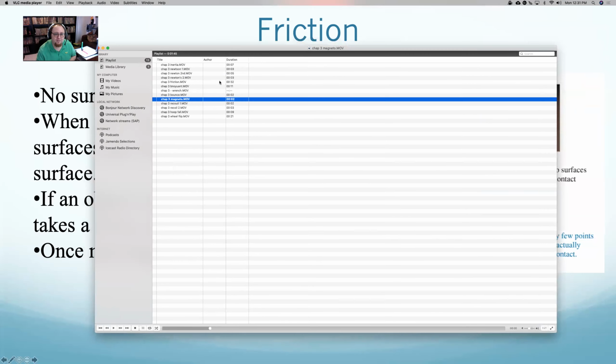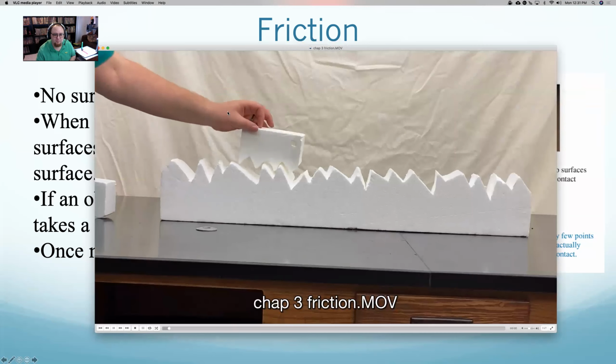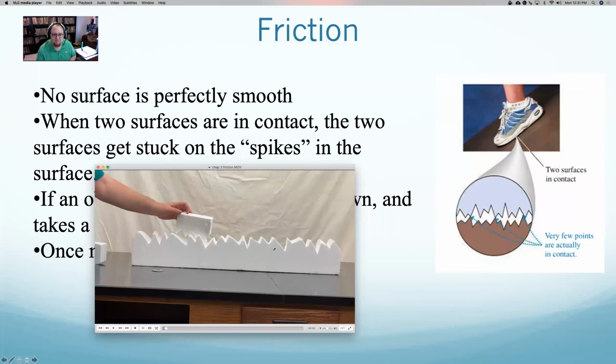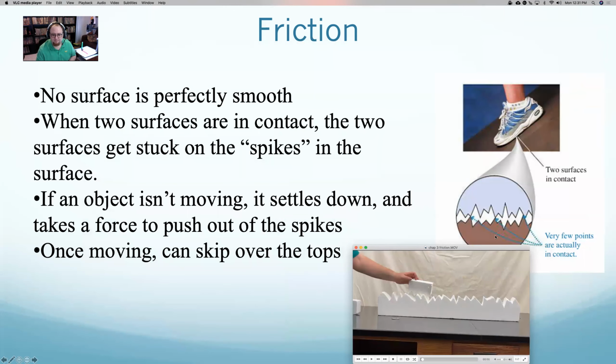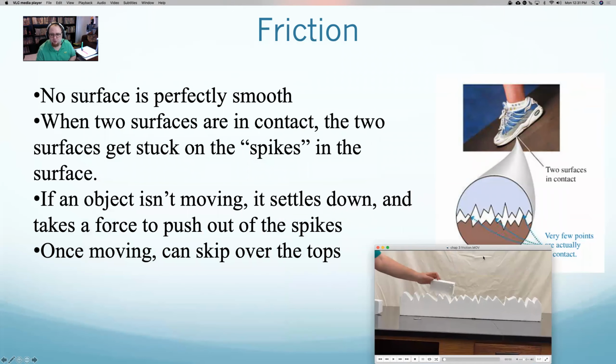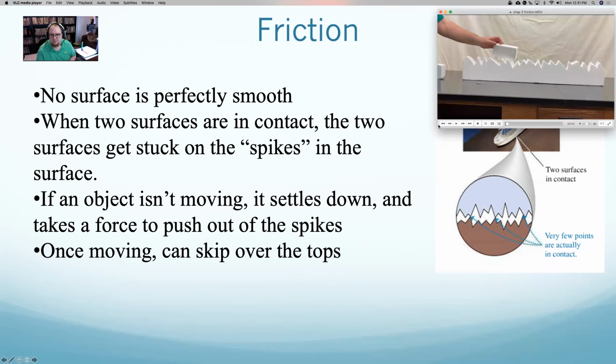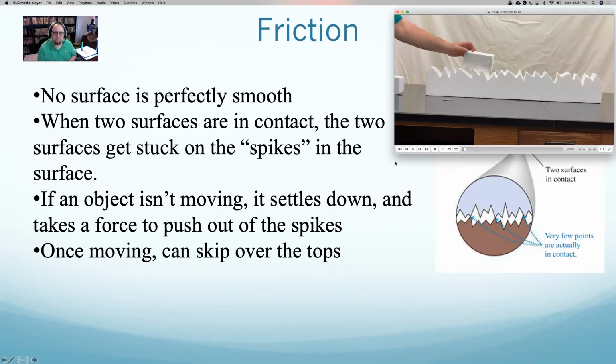What I have here is some styrofoam blocks I made to represent this. This is just me zooming in on an object. If two objects are in contact, the spikiness of each surface can get stuck together. Take, for example, two gears: if you put one on top of the other, they'll grab each other, and if you push one, it pushes the other. That's how gears work. And that's what all objects are doing on the microscopic level.